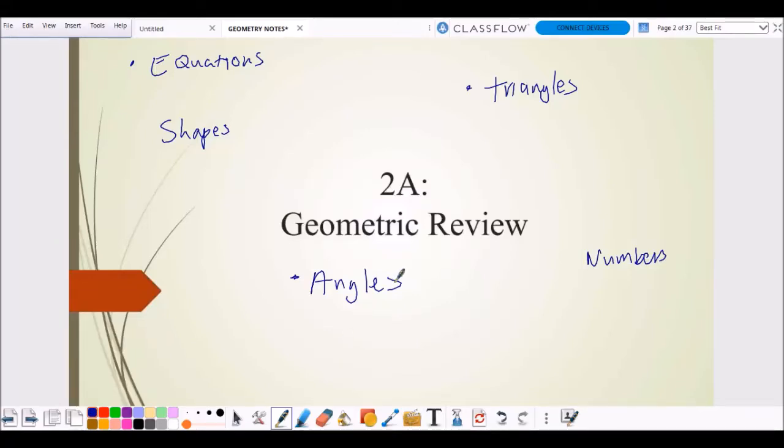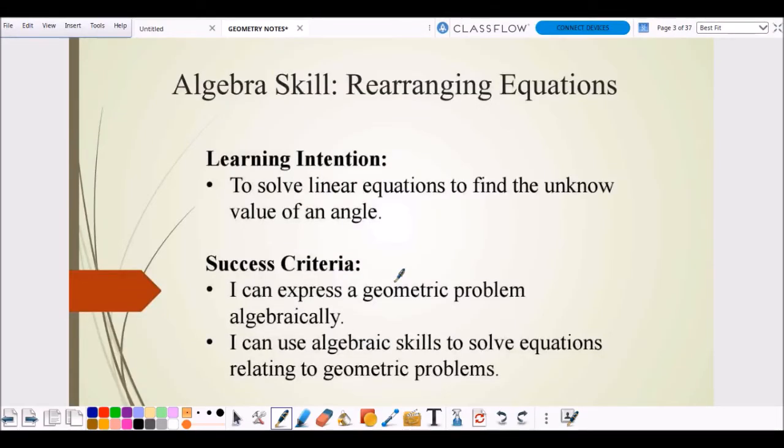All right, so let's continue. Like I said, geometry will involve you using a little bit of algebra, because it's going to involve finding unknown angles. And when it comes to finding unknowns, you have to use algebra, because you use equations to find the unknowns.